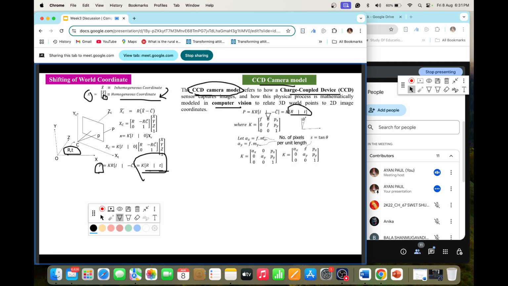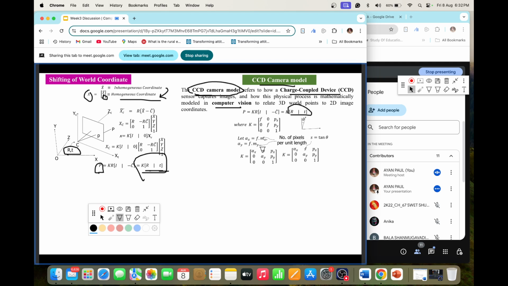Okay, so earlier it was f 0 px, 0 f py, and 0 0 1. Now it will be alpha x and alpha y in place of f. And what are alpha x and alpha y? That is f dot mx and f dot my. So these are the changes.